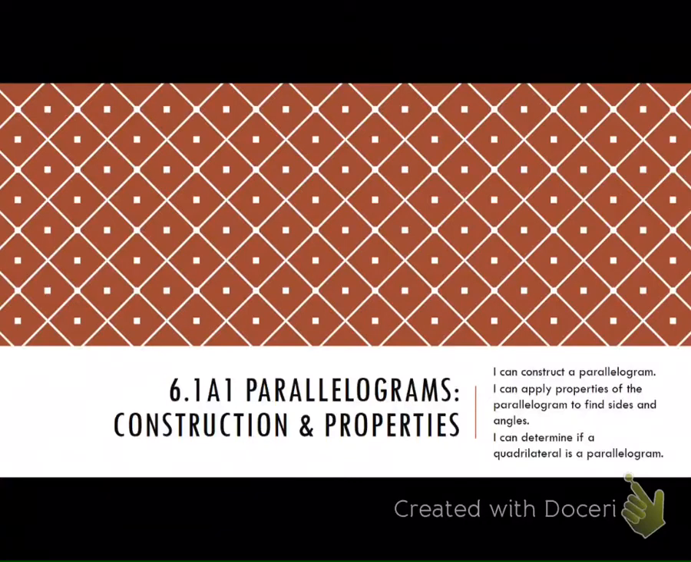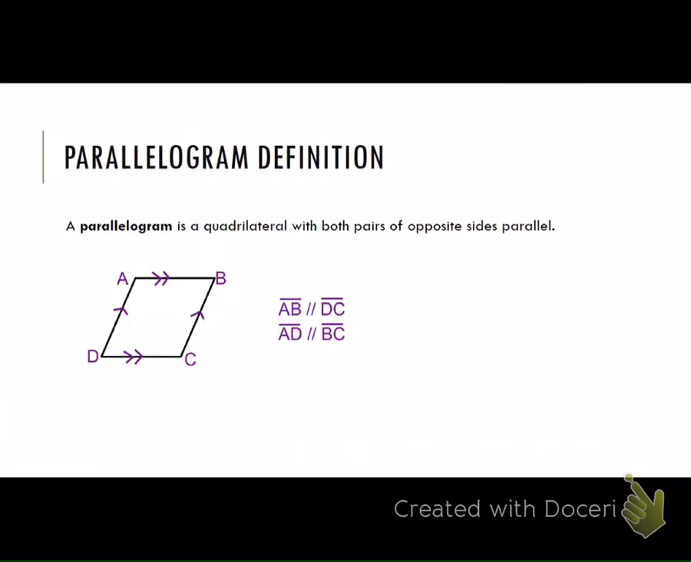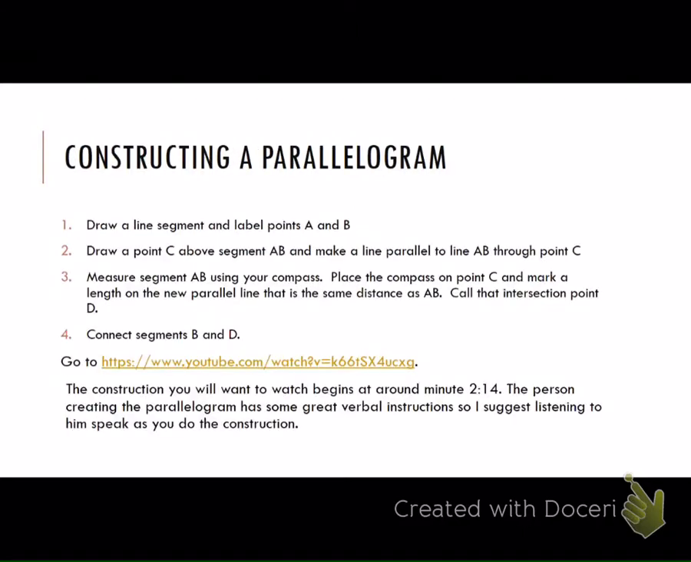What a parallelogram is. A parallelogram is a quadrilateral, meaning a four-sided figure, with both pairs of opposite sides parallel. So that means the opposite sides are AB and CD, so those are parallel, and AC and BD are parallel. Those are our opposite sides. That is the definition of a parallelogram.